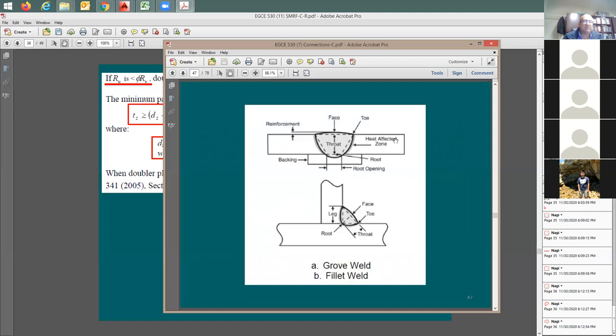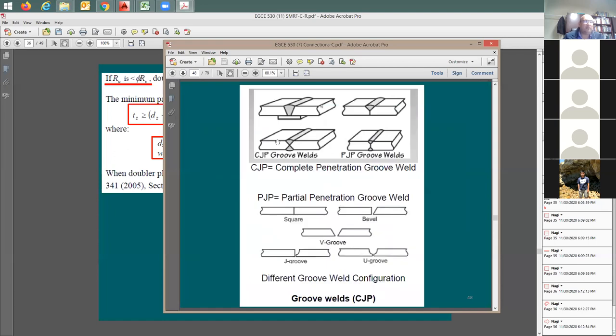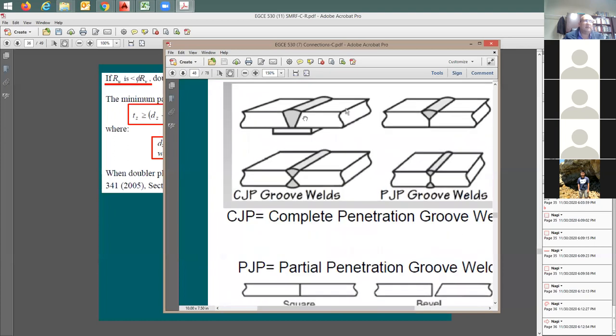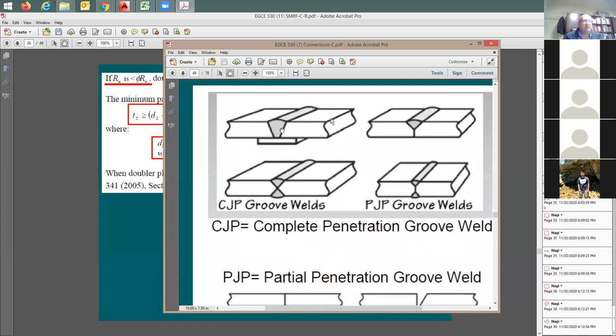So this one here just transfers the force and you don't need to do any analysis for it. If you specify a complete penetration weld, you don't really need to do any analysis. In this case, the entire plate is interrupted by the welding material. The strength of the weld material is going to be 70 KSI, and the strength of the plate is maximum 50 KSI. So you know that the weld is stronger than the plate, and you don't need to provide analysis.